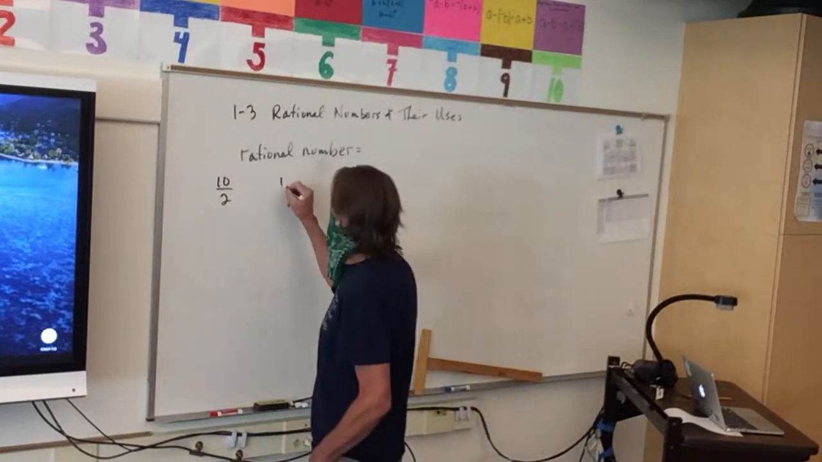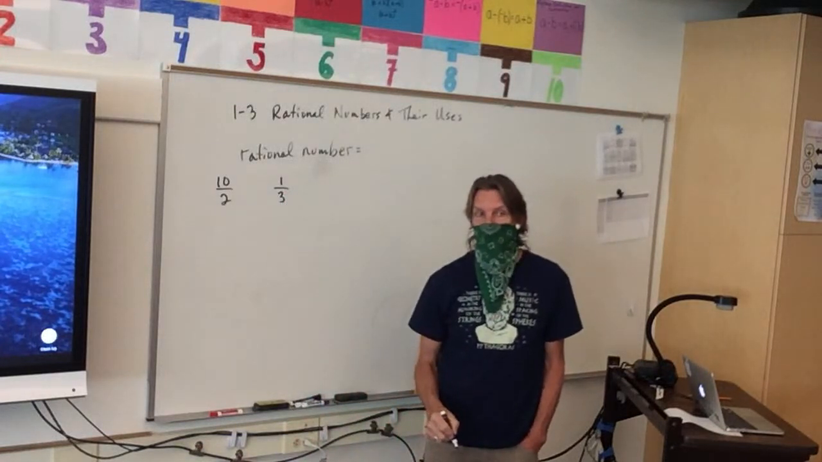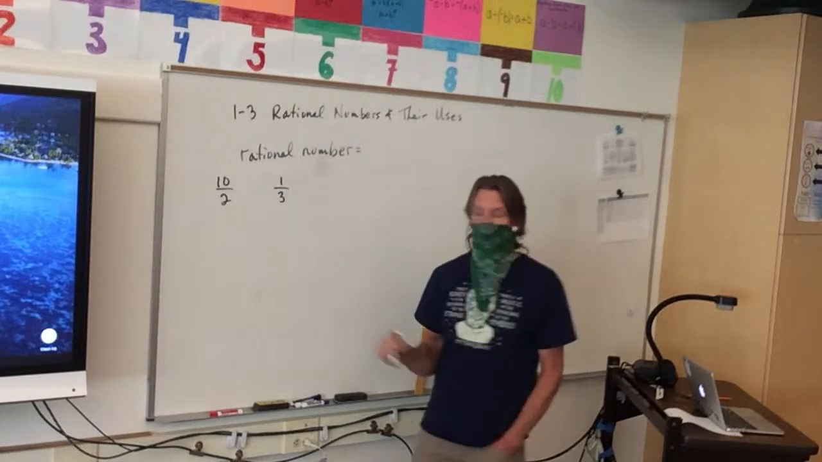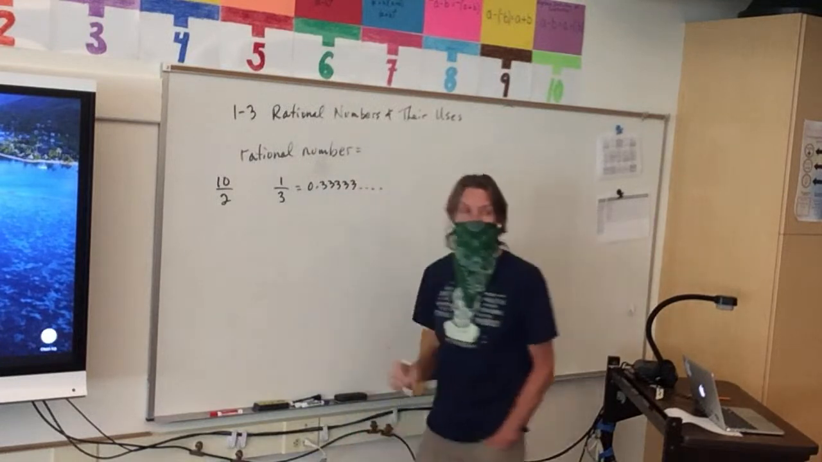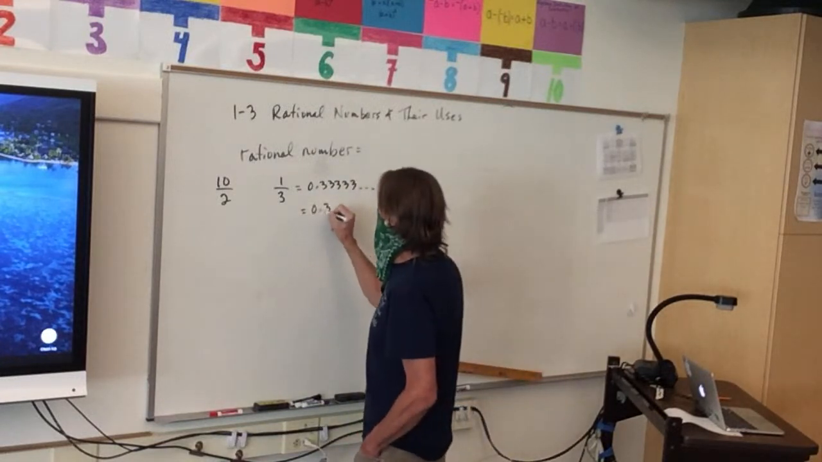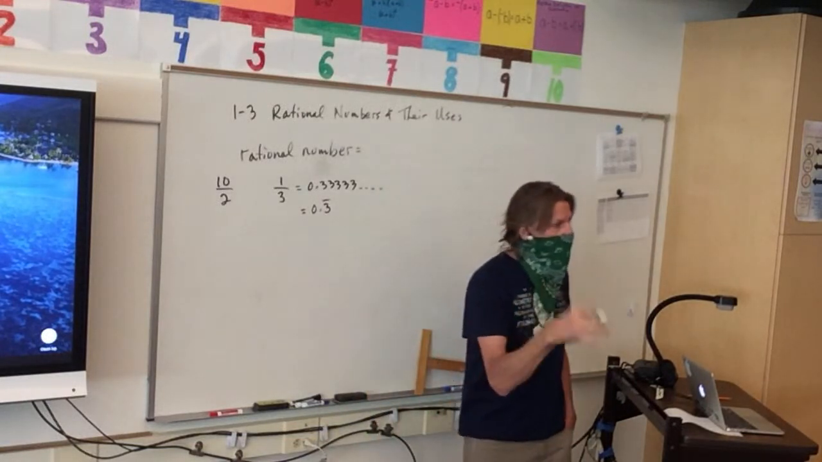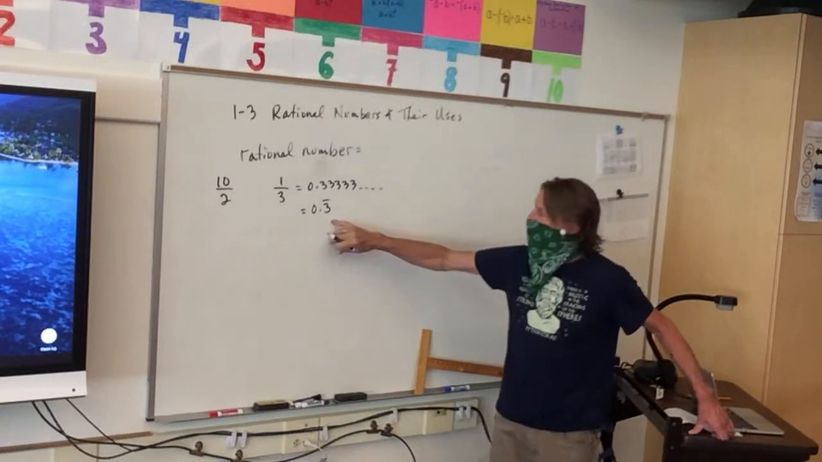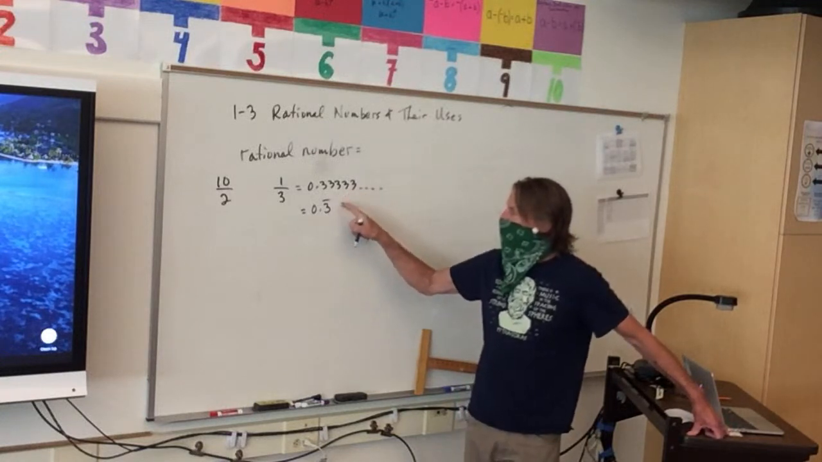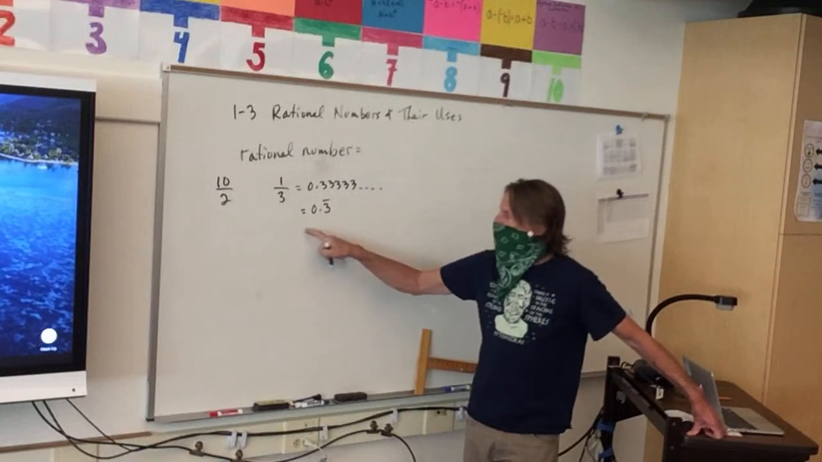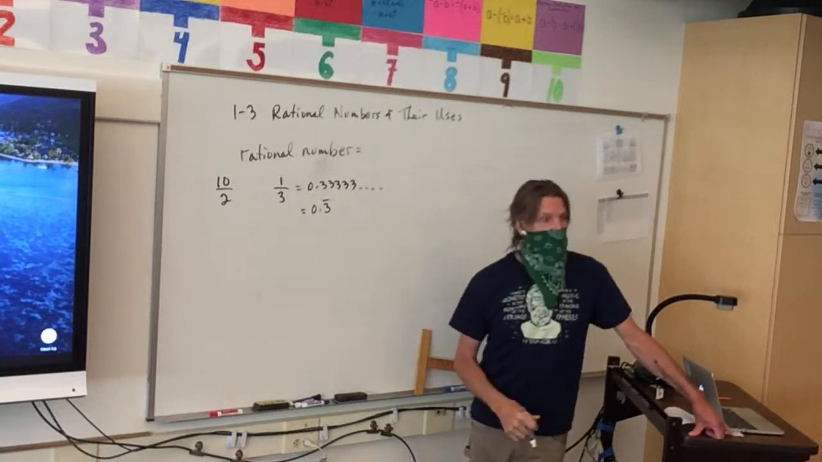Do this, take 1 divided by 3. What does that turn into? 0.3, and it keeps going, right? So we would write that 0.3 repeating. That's rational, because we can say that this 3 goes forever. And because it goes forever, we could go backwards and we could say that that came from 1/3. So 1/3 is rational. 10 over 2 is rational.